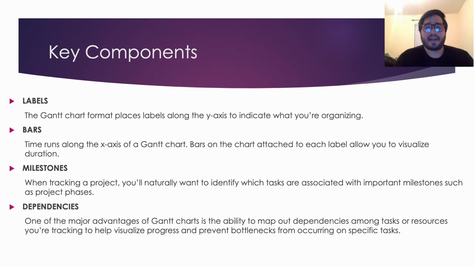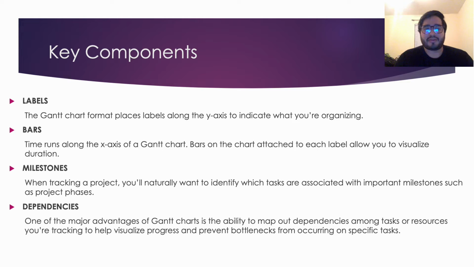So every Gantt chart has four main components. Let's take a quick look at each of them. First of all, we have labels. The Gantt chart format places labels along the y-axis to indicate what you're organizing. Then we have bars. Time runs along the x-axis of the Gantt chart. Bars on the chart attached to each label allow you to visualize duration. For example, if you're tracking a project, each bar will tell you how long its associated task is expected to take. When tracking your workforce, for example, each bar will inform you of the associated workers' availability.